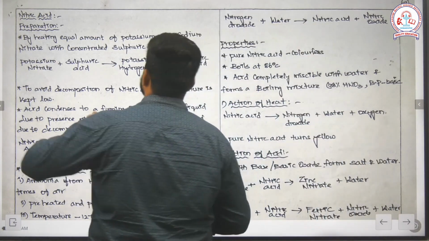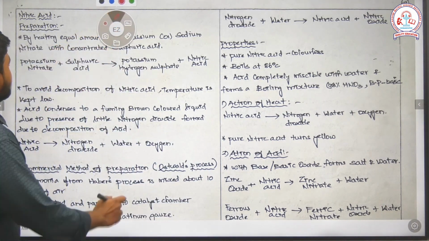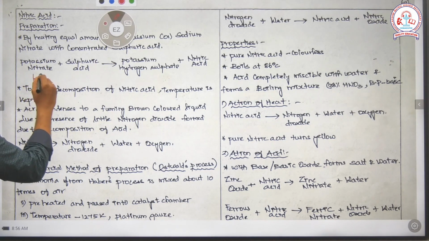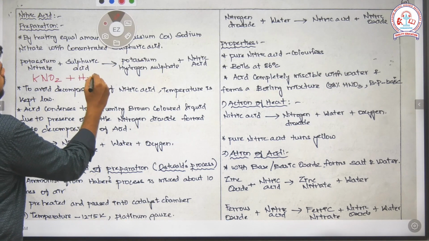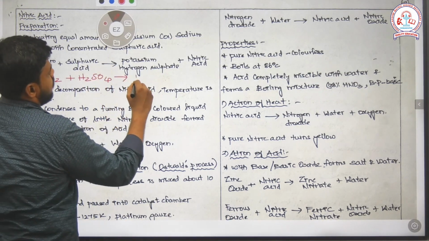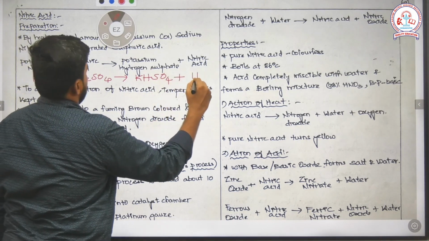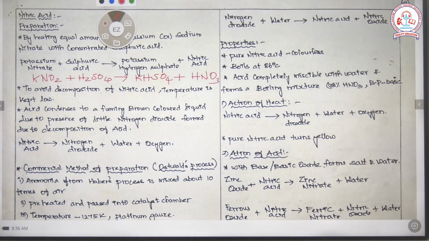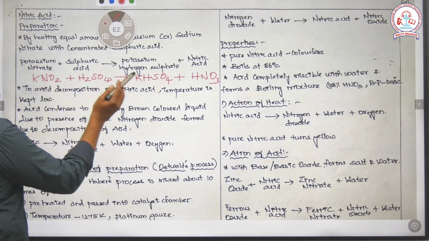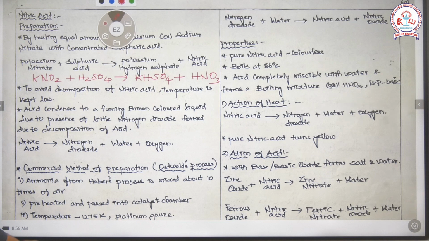Let's look into the reaction. See, as I said, potassium nitrate, which is KNO2, reacts with sulfuric acid to form potassium hydrogen sulfate plus nitric acid. So potassium nitrate with sulfuric acid gives potassium hydrogen sulfate with nitric acid. So we need to check the balancing. Nitrogen 1, oxygen 7, so here it is 6. So we need to balance it.